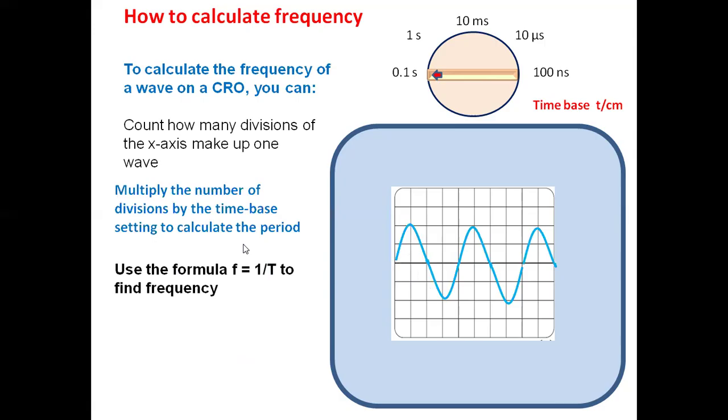Here is the trace which appears on the screen. Because we are finding the frequency, we have to check the horizontal axis. One wave is occupying 4 blocks: 1, 2, 3, 4 boxes. And what is the time base setting? 10 millisecond per centimeter. 1 centimeter represents 10 milliseconds. So what will 4 boxes show? They will show 4 times 10. That is, the total time of one wave is 40 milliseconds.